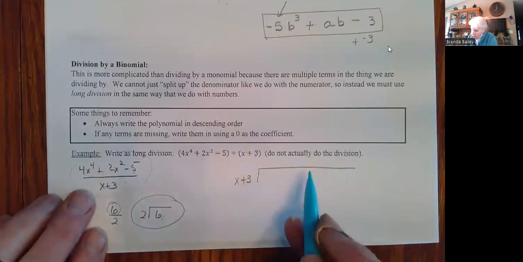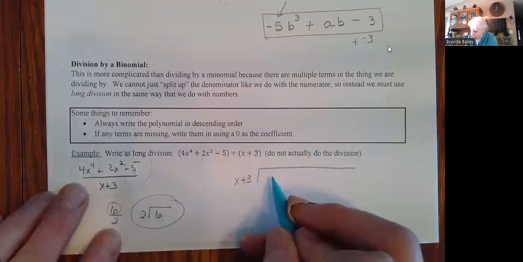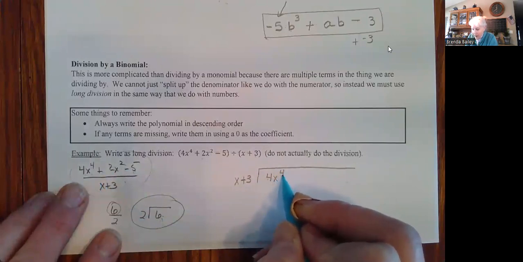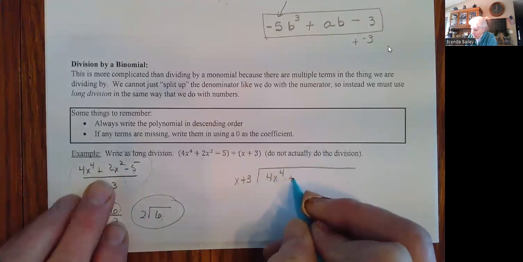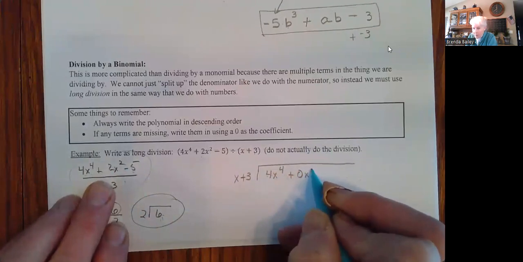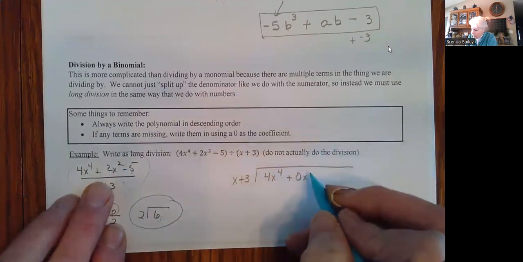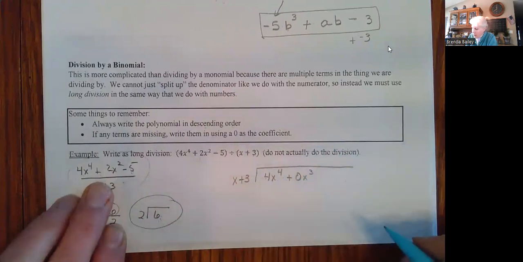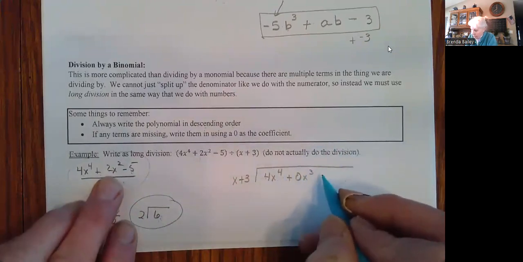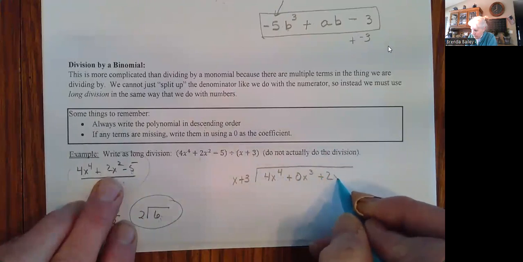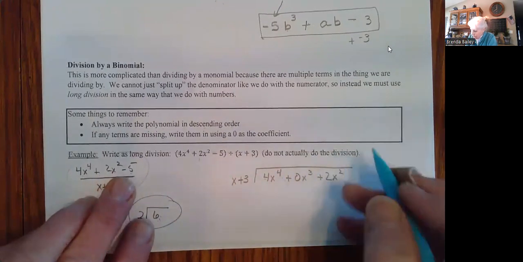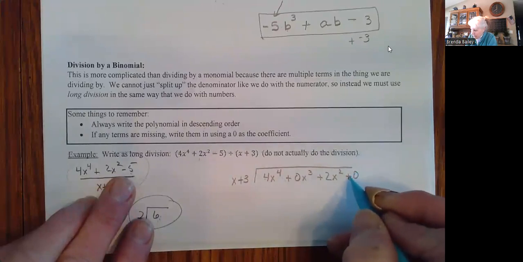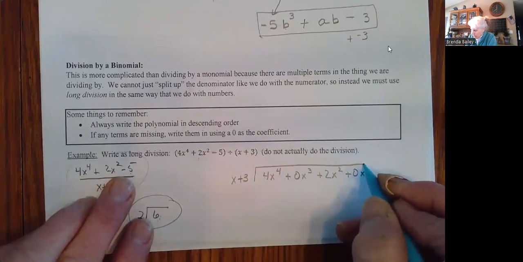So we're going to take our terms. Okay, we have a 4, we have to have an x cubed, but the x cubed doesn't occur here. So we go plus 0x cubed. We do have an x squared. Okay. We do not have an x. Always use plus if you're missing it.